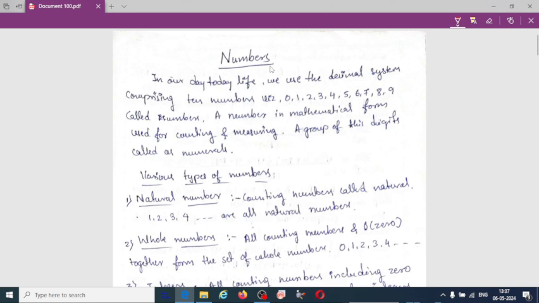In previous videos I discussed calendar problems, clock problems and series formation. So today I am going to explain numbers.